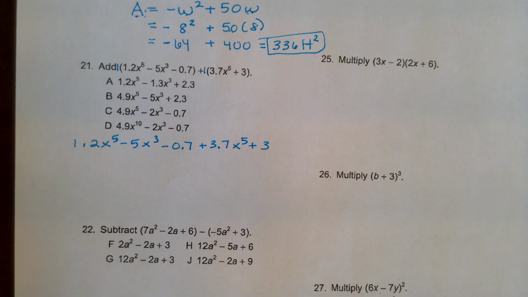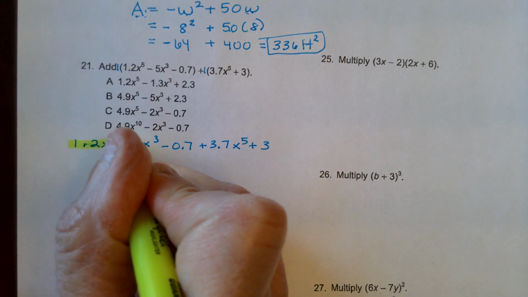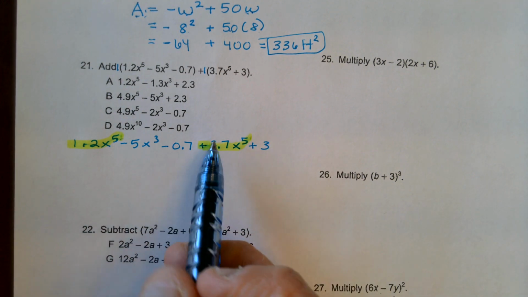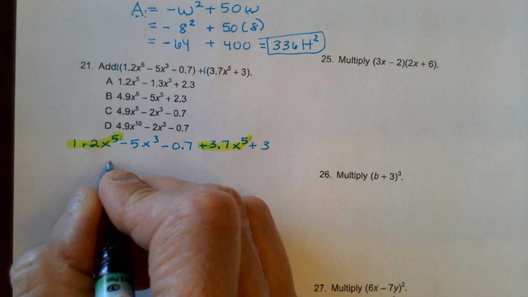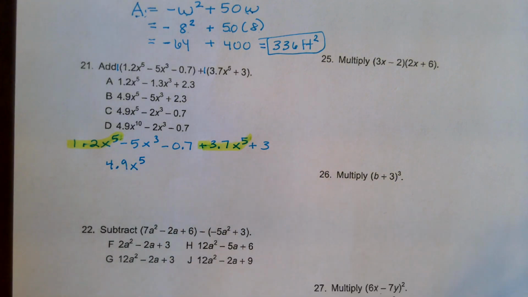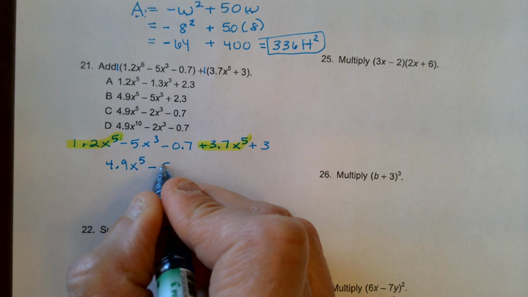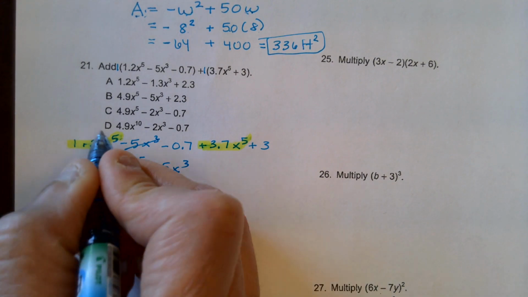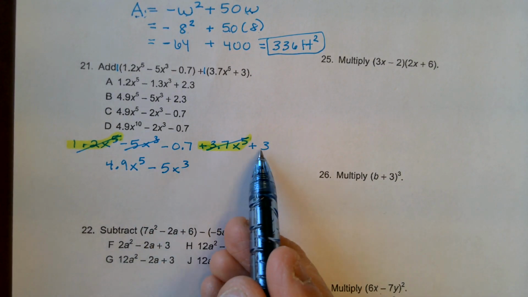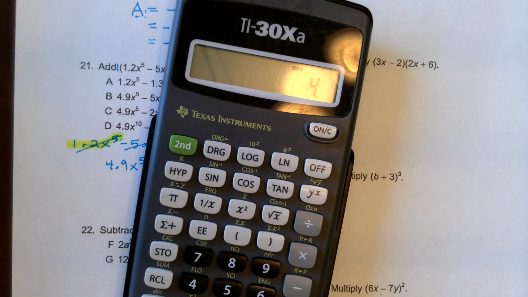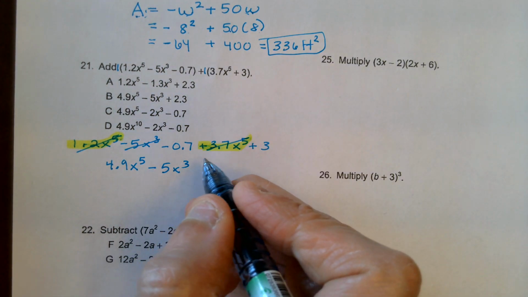Now I look for like terms. I have those two: 1.2 x to the 5th and 3.7 x to the 5th. So that is a 4.9 x to the 5th. Do I have any other x to the thirds? No, I do not. So I'm just going to rewrite that one. And then, oops, I do have this. So I have a whole number 3 minus a 0.7. What is that? Hoping you can do that in your head, but if not, that's okay. 2.3.